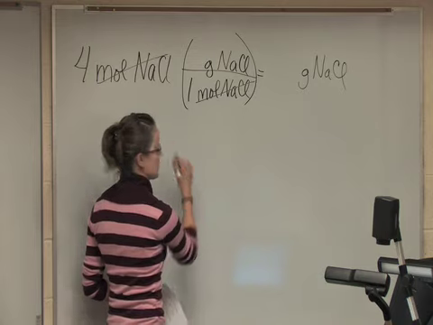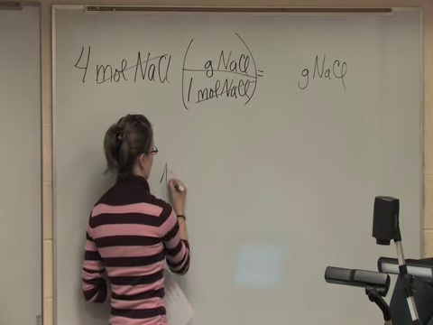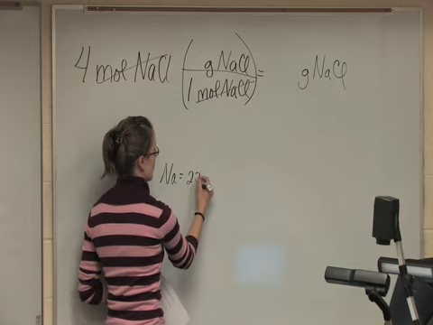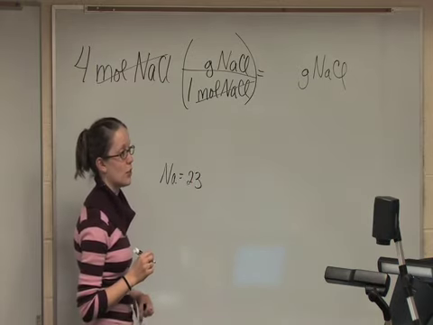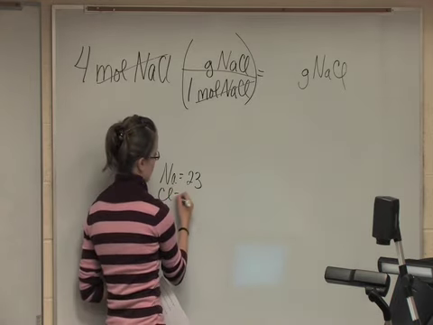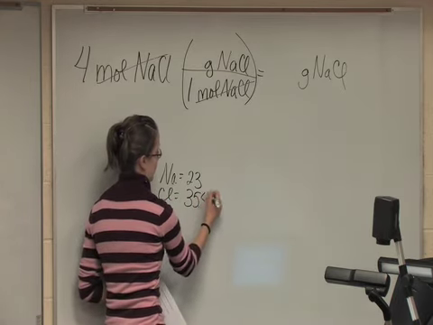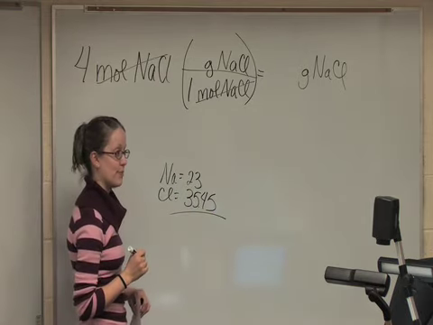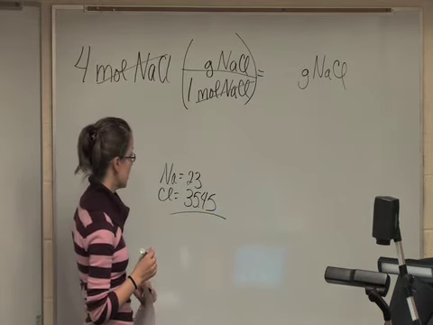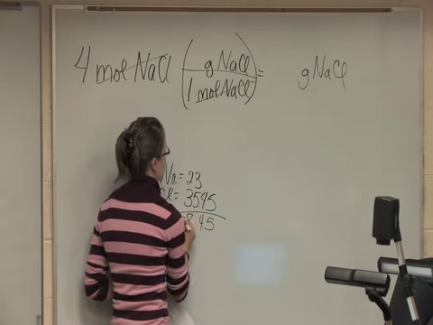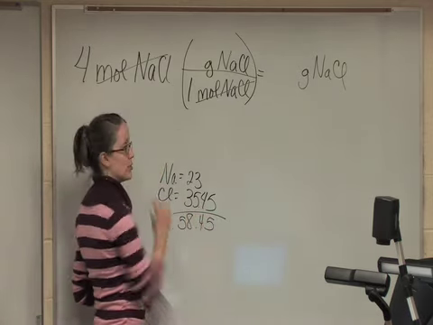So sodium, side problem. Sodium, we memorized for the quiz as 23. How many sodiums do we have in sodium chloride? 1, so we're good. And chlorine was 35.45. And how many chlorines are in sodium chloride? 1, so we're good. Then you just add them together. That is the number you use in the parenthesis.